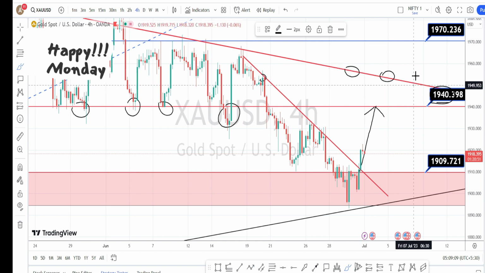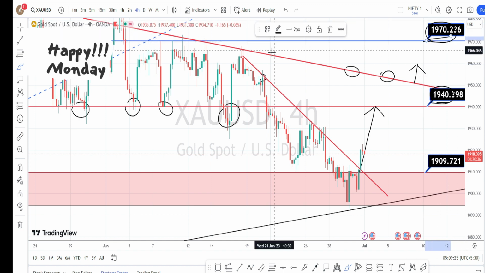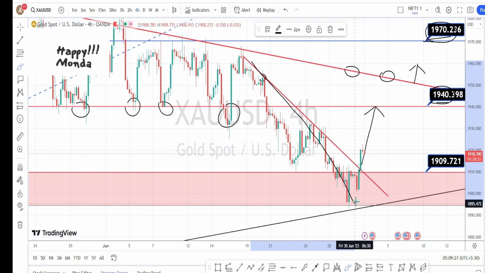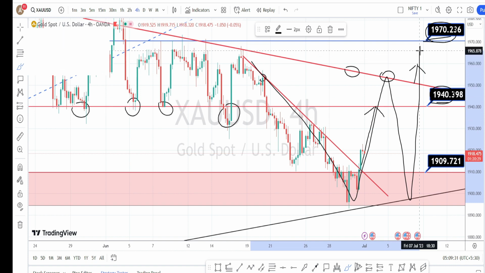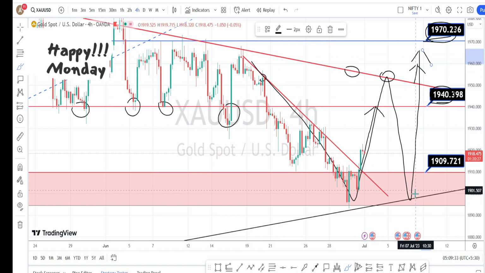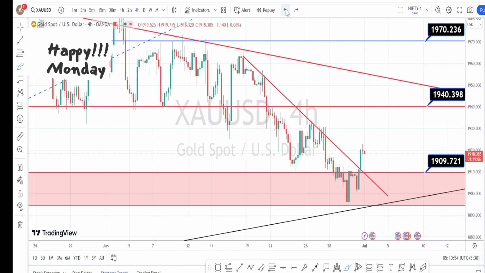It has to break this resistance line in order to test the next level of resistance, which is going to be around 1970. For now, we can expect the price action to consolidate within this resistance line and the support line before it can give a directional breakout on the bullish side or on the bearish side. Let us look at the price action in hourly time frame.